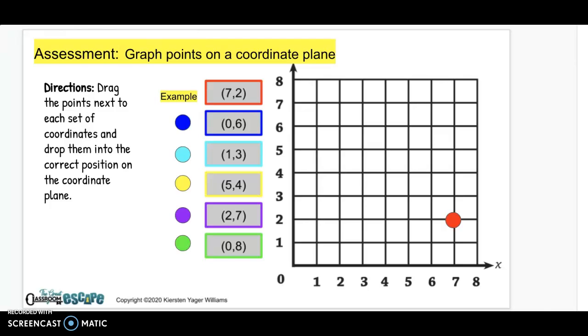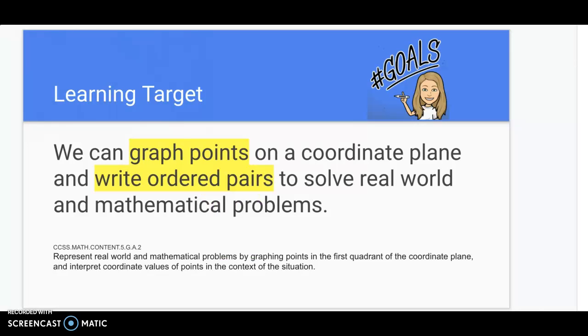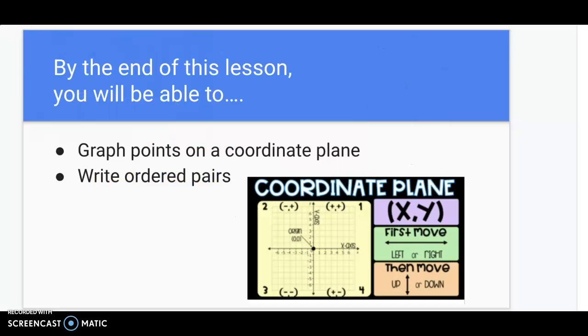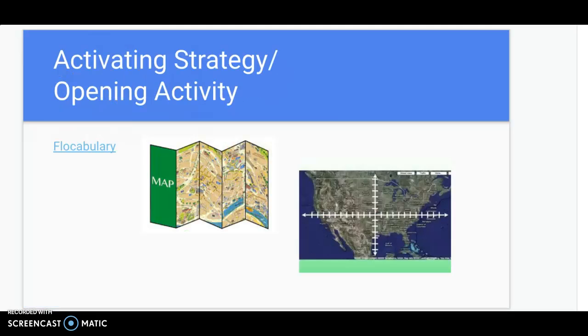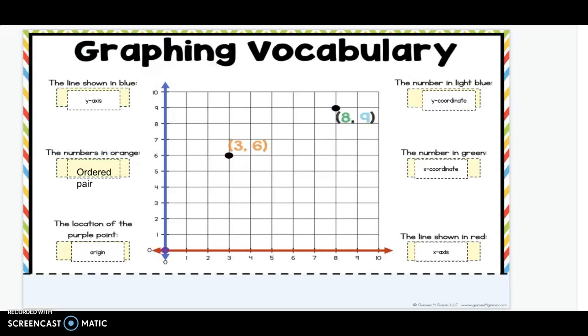All right, so that is my lesson on graphing coordinate points on a plane. Again, just to reiterate, I would have a clear learning target at the beginning. I would clearly state it. I would state it to the students several times throughout the lesson. I would give clear expectations, try to get them engaged in an opening activity, start out with the vocab so we know what we're doing.